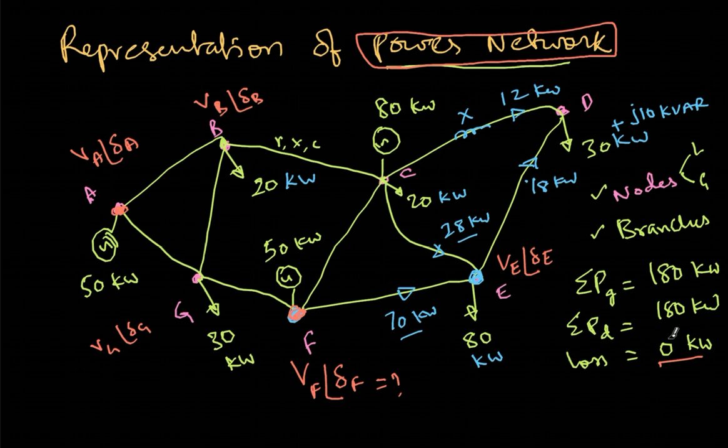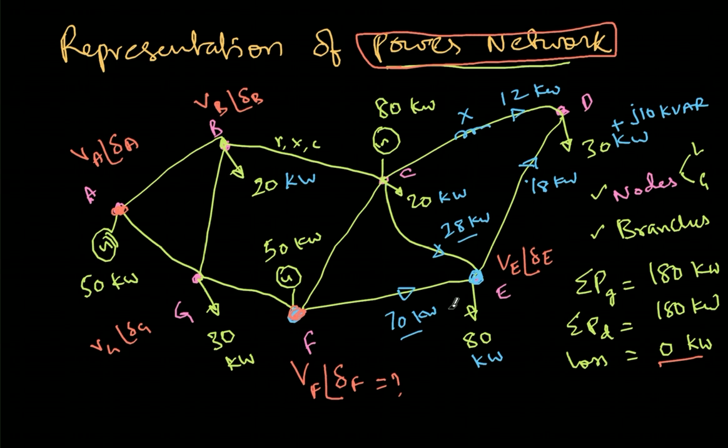If you're considering losses, then let's say there are 20 kilowatts of losses and 180 kilowatts of load, then you need to generate 200 kilowatts of power so that the load, generation and losses, everything is in balance, and the system frequency remains constant, and the system doesn't go into blackout. So the system operates stably and all.